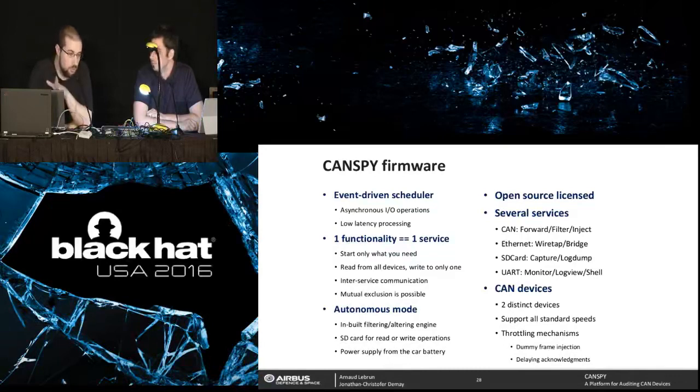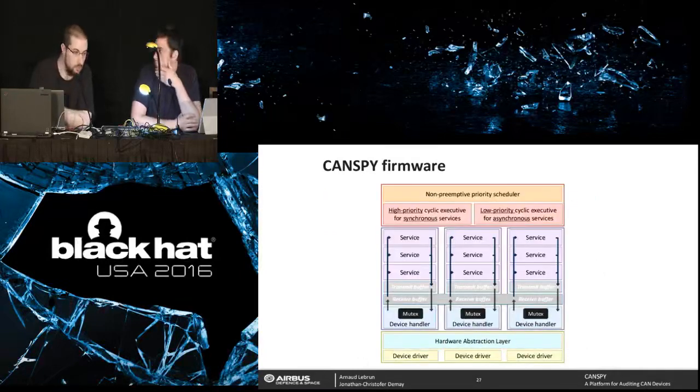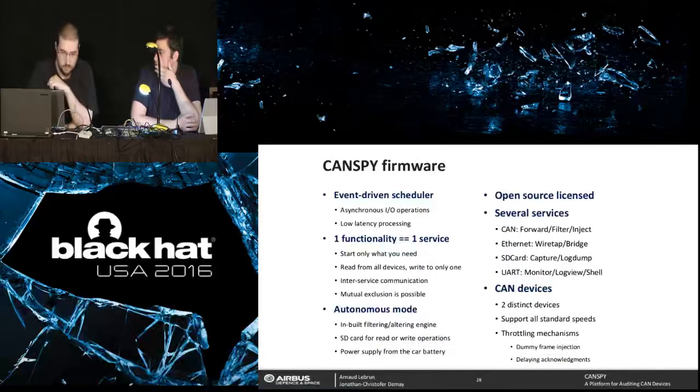A few words about the CAN devices, not the services that are running for CAN devices, but the devices handlers themselves. Since we have two distinct devices, we have two distinct device handlers. That means the three services, forward, filter, and inject, are duplicated for both devices. So you can, for example, forward frames from CAN 1 to CAN 2 while you are filtering them from CAN 2 to CAN 1, or you can just drop them or do whatever you want. We support all standard PIDs for the CAN bus.